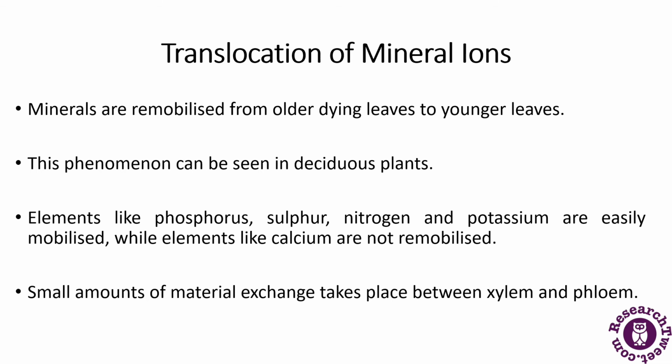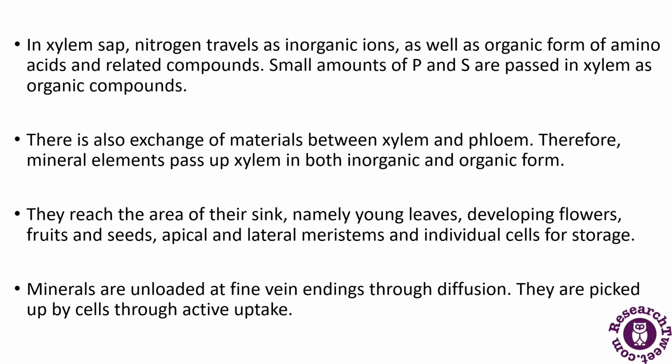There is a small amount of material exchanged between the xylem and the phloem tissues. In xylem sap, nitrogen travels as an inorganic ion as well as in organic form as amino acids and related compounds. Small amounts of P and S are passed in the xylem as organic compounds. Therefore, mineral elements pass up the xylem in both inorganic and organic form.